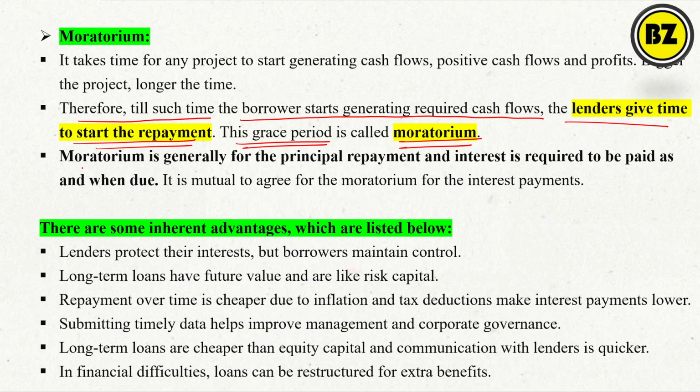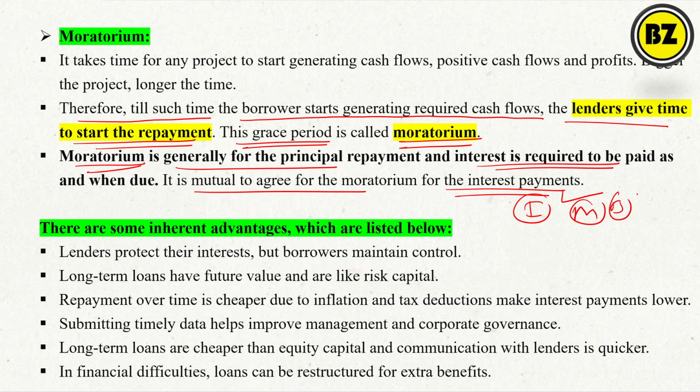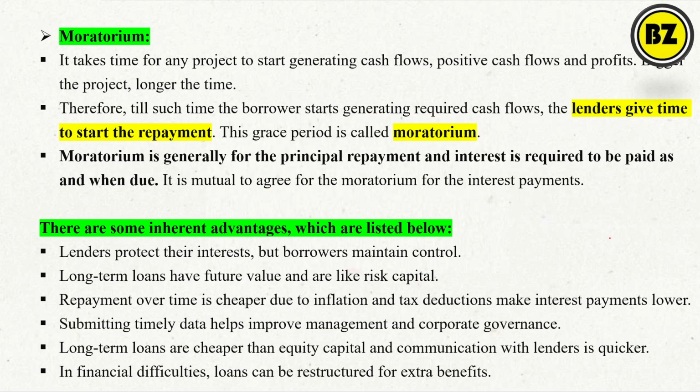Okay, the moratorium is generally for the principal repayment, and interest is required to be paid as and when due, right? So generally we provide the moratorium only for the principal amount. A moratorium on the interest payment is mutually agreed, and some banks also provide a moratorium for interest payment. It is a mutual agreement between the borrower and the lender. So it is a very basic concept.